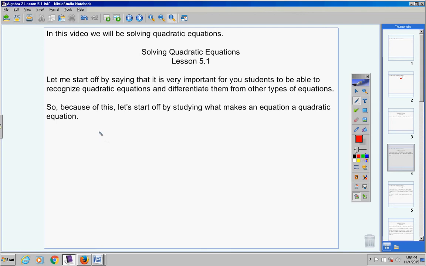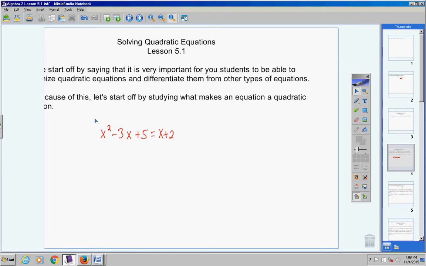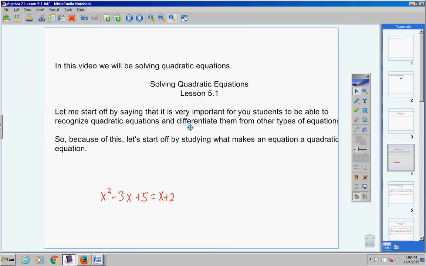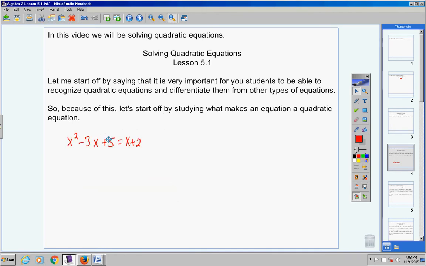Write this equation down if you would, please. Write this equation down, please. And also write this equation down. And lastly, this equation right here. Write this down, please.